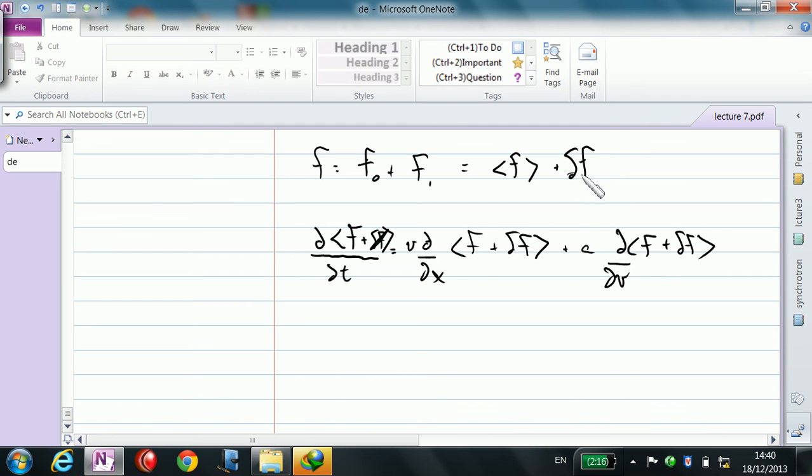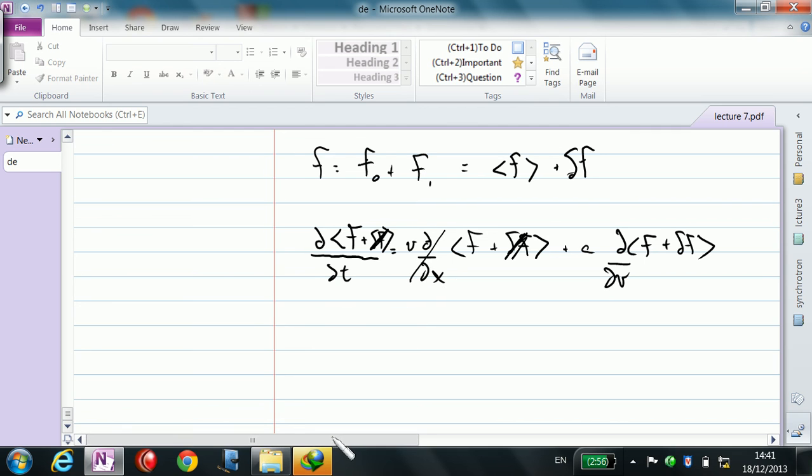Delta f is defined at any given point to be f minus the average value of f, where the average value means time and space average. So if I take the time or space average of delta f, it's going to be 0. And not only that, but I'm assuming that the original f is homogeneous, so it's going to have 0 spatial derivative.